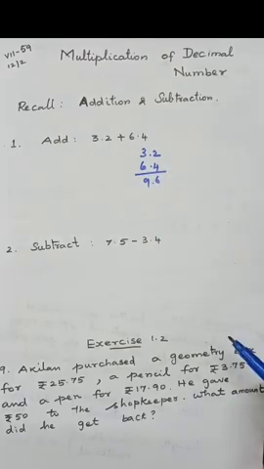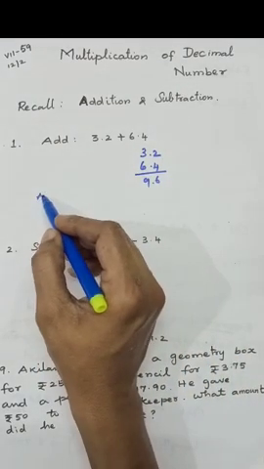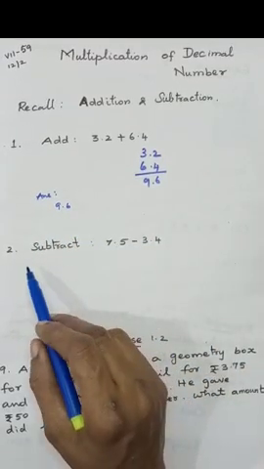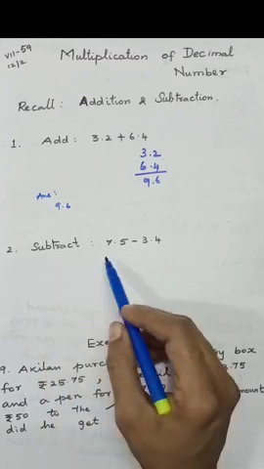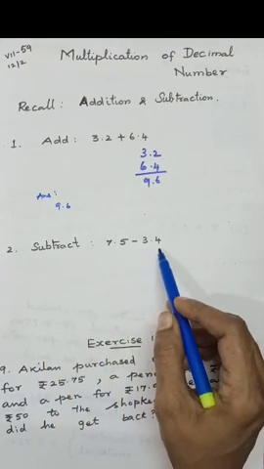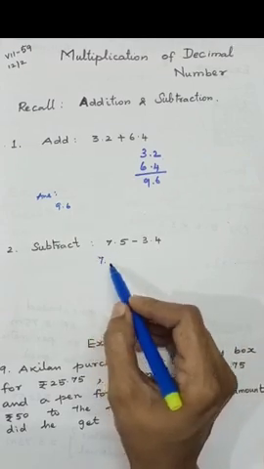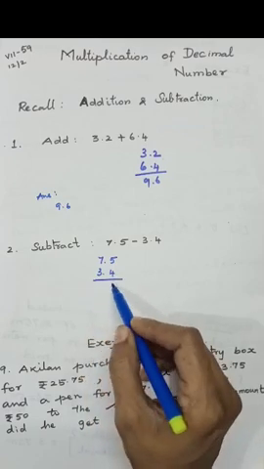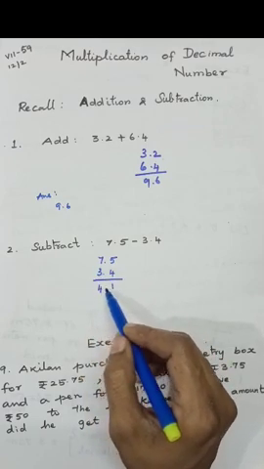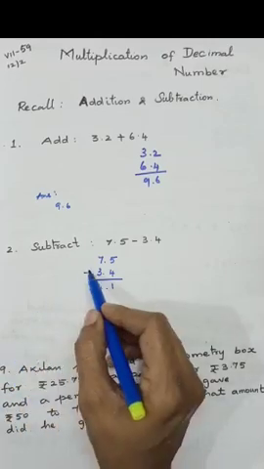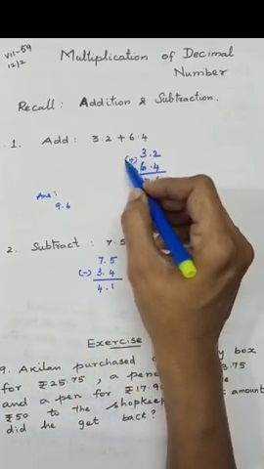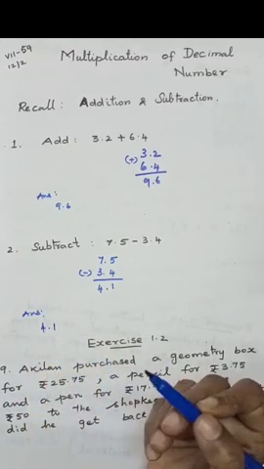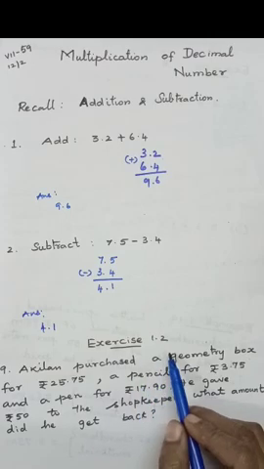So 9.6. So the answer is 9.6. Then the second one is subtract. 7.5 minus 3.4. You have to subtract and say the answer. 7.5, 3.4. 5 minus 4 is 1. 7 minus 3 is 4. So we are subtracting here. Here we were adding. So the answer is 4.1.